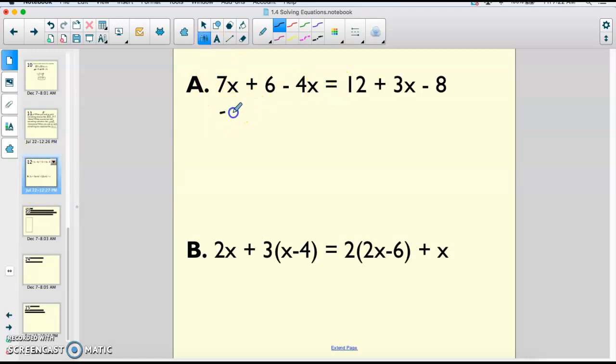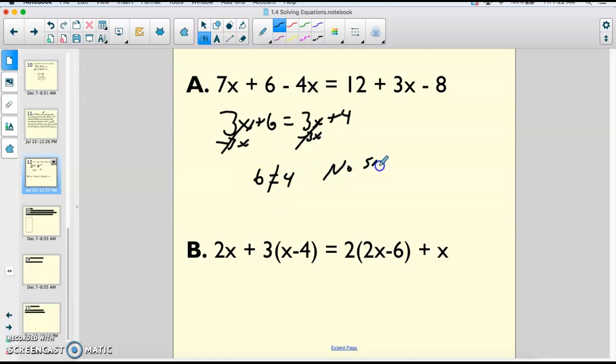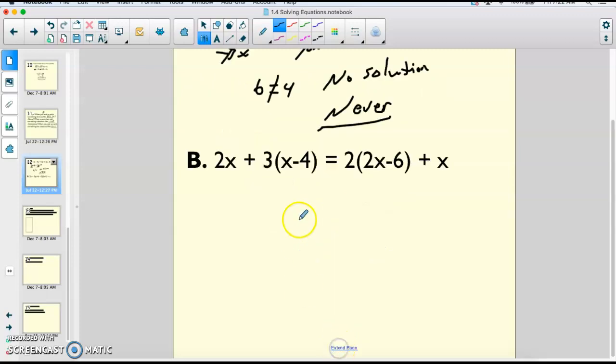All right, so here, first off, we need to combine like terms. So we get 3x plus 6 equals 3x plus 4. Now when we subtract our 3x's, lo and behold, they disappear. Poof, abracadabra. And we're left with 6 equals 4. Now, is this true? Does 6 equal 4? No, it does not. So there's no solution. It never works. Ever.